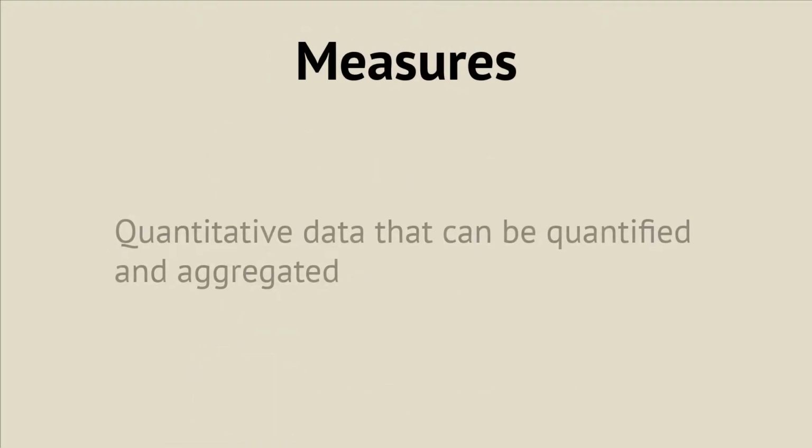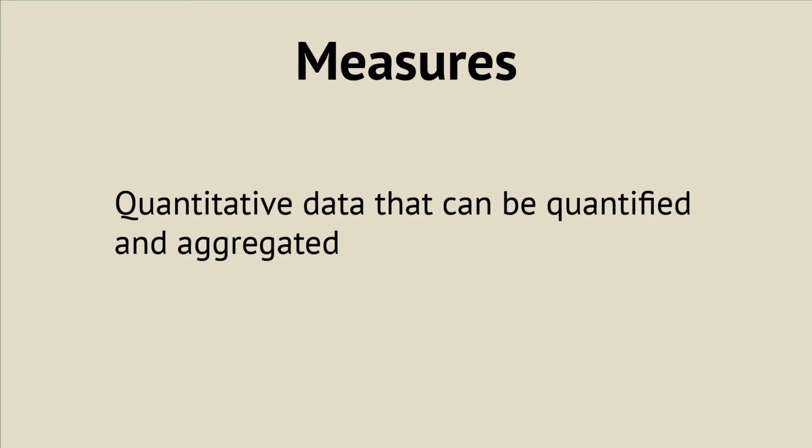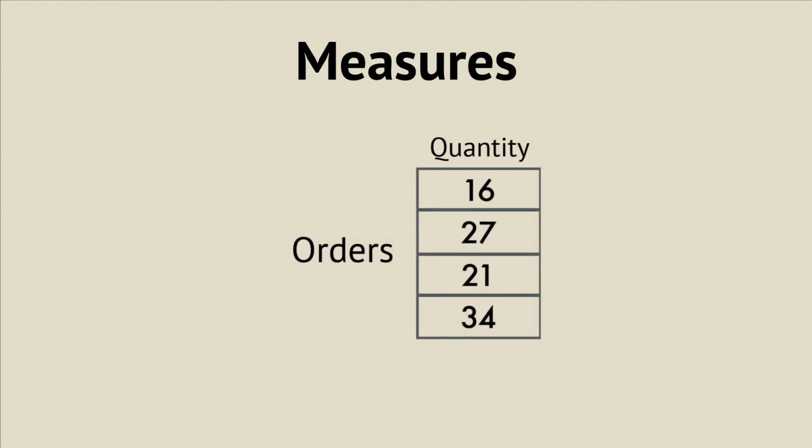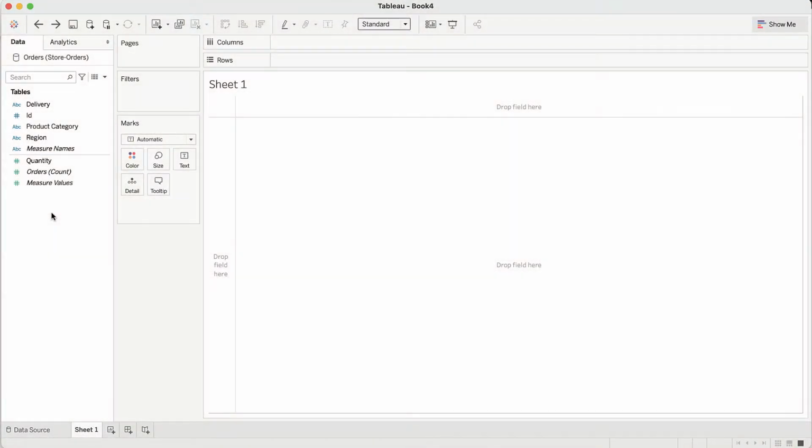Measures, on the other hand, are quantitative data that can be quantified and aggregated. For example, the quantity in each order can be added together to produce an aggregation resulting in a sum total. With this in mind, let's go to Sheet 1 and begin using the software. Tableau gives you several different ways to create data visualizations. We will explore a few different methods in this video.